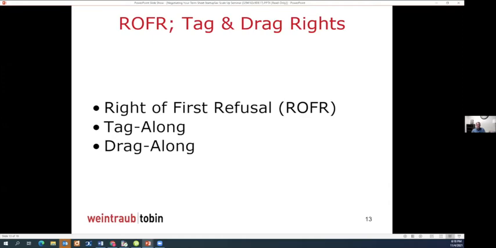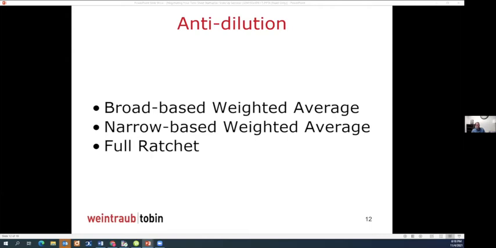Okay, so next we've got right of first refusal. There was a question just on the anti-dilution. Is anti-dilution contingent on participation in the round? Do you want to take that?